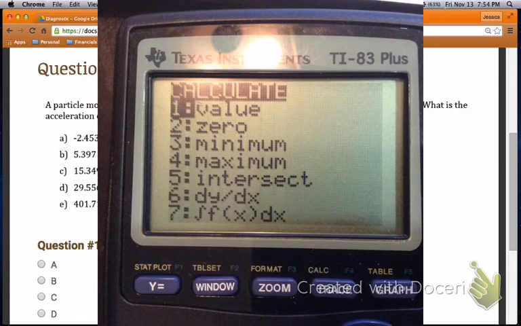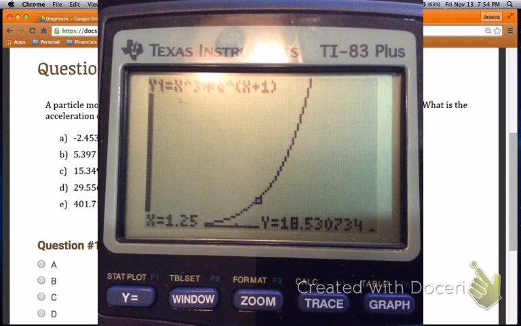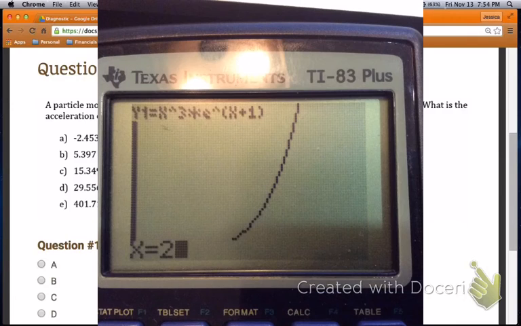It's just going to bring up a blinking star, and it'll probably just give you a value to begin with. For example, mine was focused on this value here, which I don't care about, but it's telling me the derivative at this value is 18.530, whatever. I care about what the derivative is at 2. So I'm actually just going to type in the number 2. On your calculator as well, you can just type in the number 2. You should have x equals 2, and then push enter.